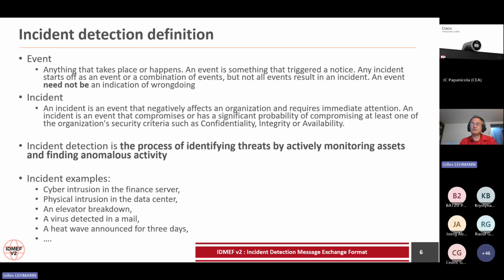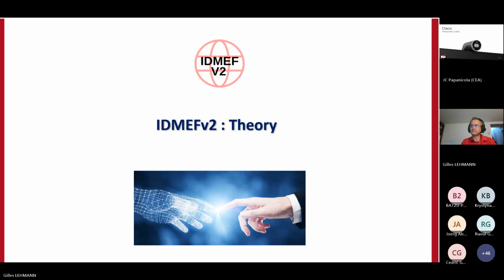If the elevator is broken, people can't go to work, so it affects the company negatively. A virus or even a heat wave. For example, I think yesterday night there was a big storm in Paris. There have been even dead people, and that's a real incident. It's worse than a virus. If it's during the day, people can't work, etc. So we consider that also as an incident.